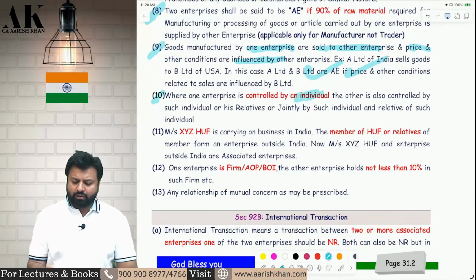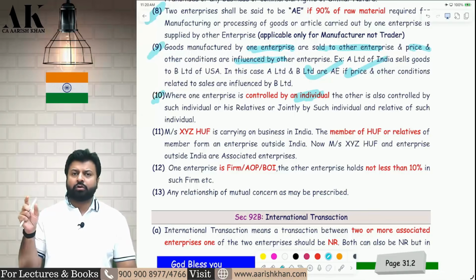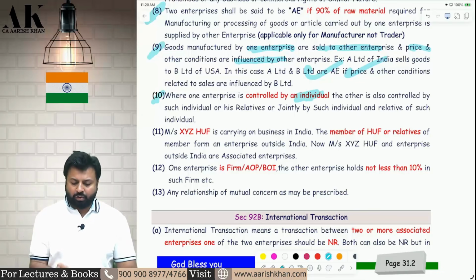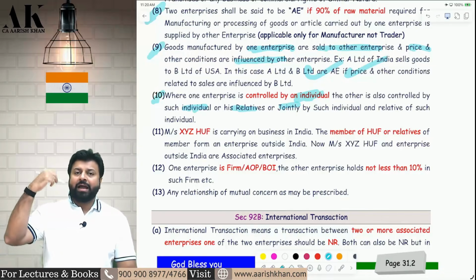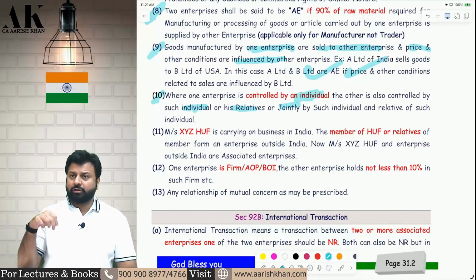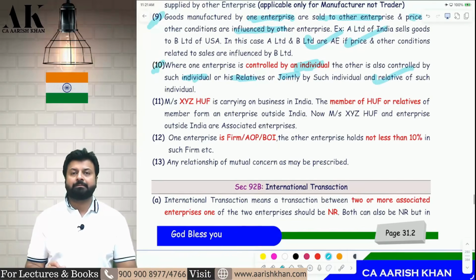When one enterprise is controlled by an individual, I am an individual, I control one enterprise, and another enterprise is controlled by me or my relative or jointly by both of us. So one enterprise is controlled by me in India, and outside India another enterprise is also controlled by me or my wife individually. Then me and that enterprise will become associate enterprises. I hope it is clear to all of you.